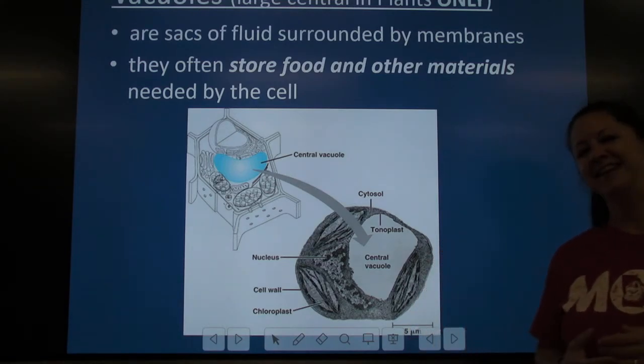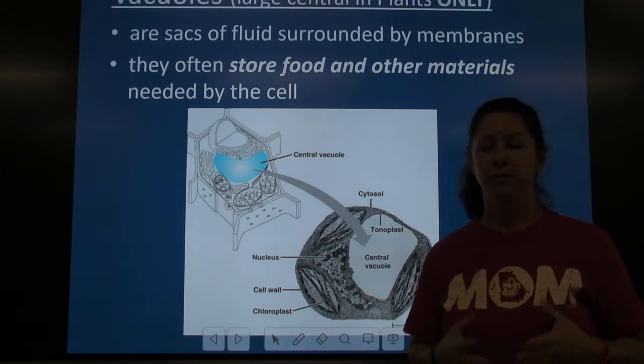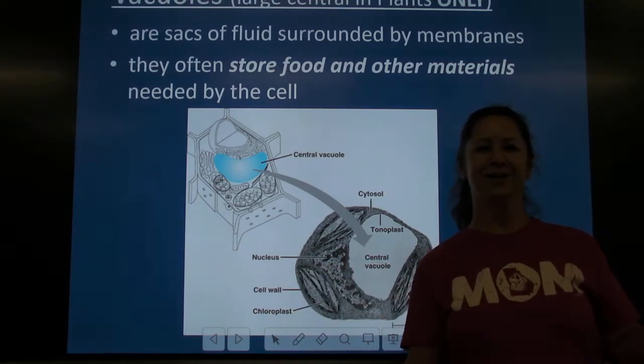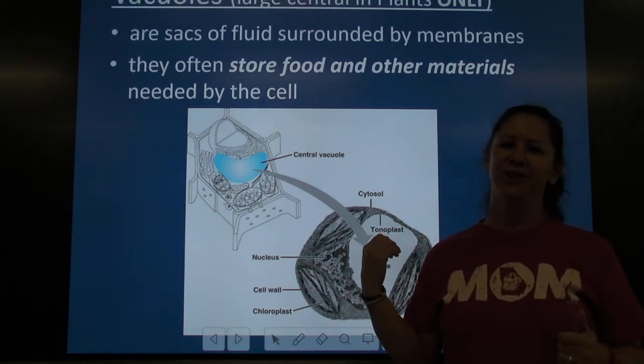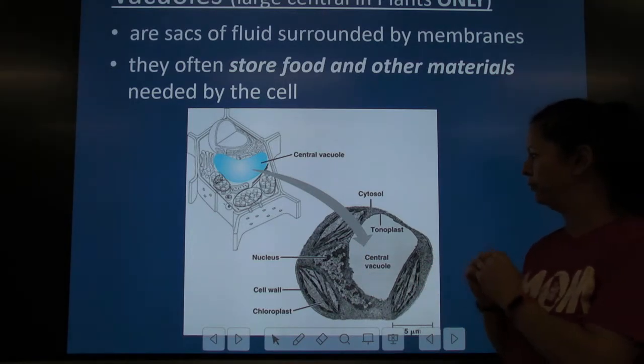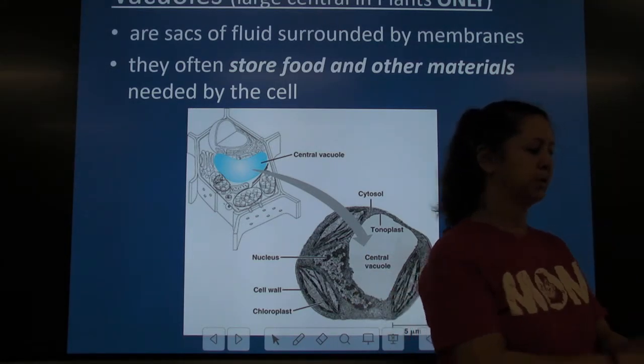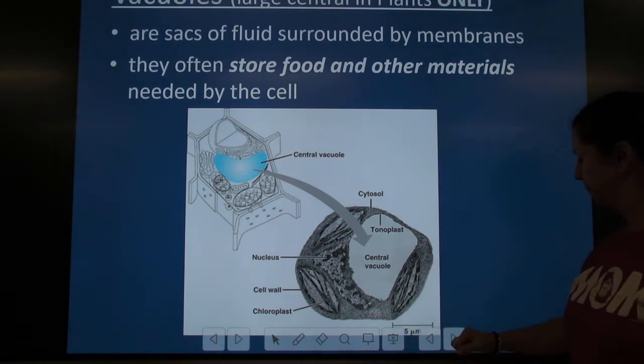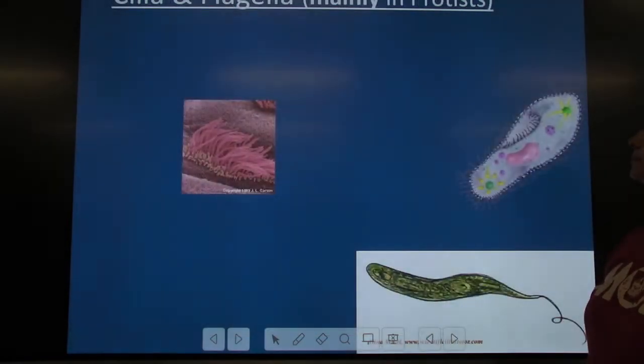I like to think of these as closets. You know, everybody has the closets in your house and all the extra stuff gets stuffed into a closet. These are the closets of the cell. Some of them will hold food, some of them hold extra water, some of them will hold waste products until the cell can get rid of the waste. All right, so that's what vacuoles do.